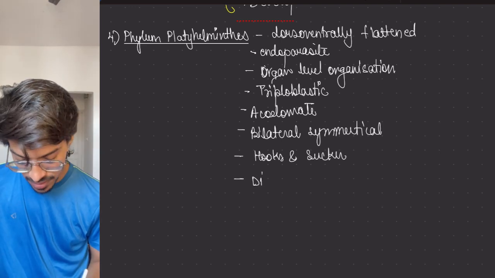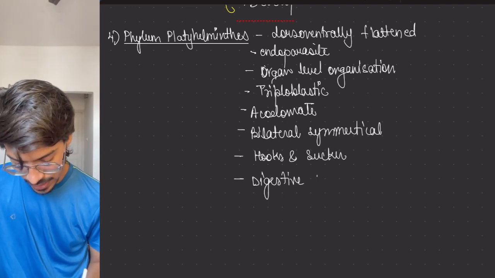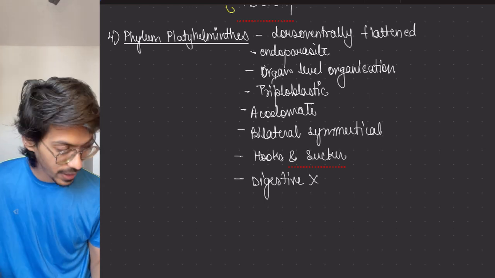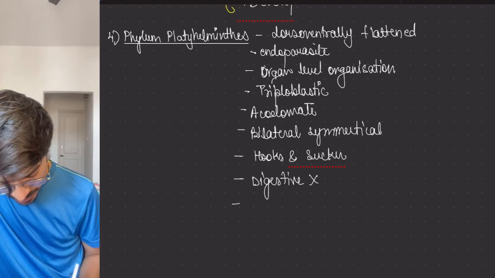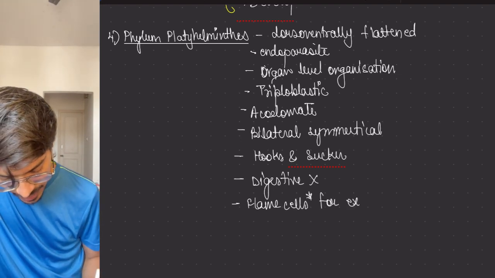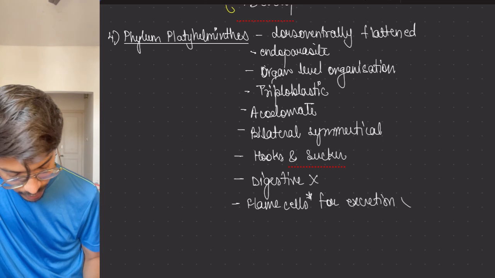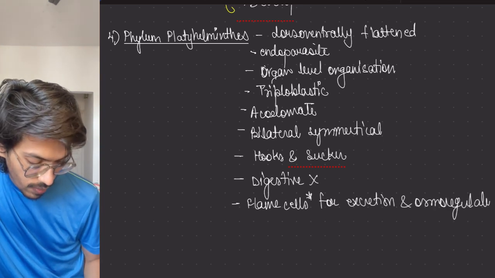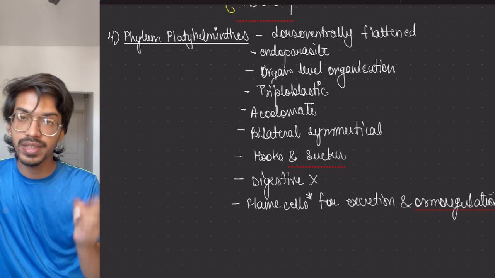Their digestive system is not present, because they absorb food directly. These are parasitic adaptations that they have. The next thing is the presence of flame cells for excretion and osmoregulation.